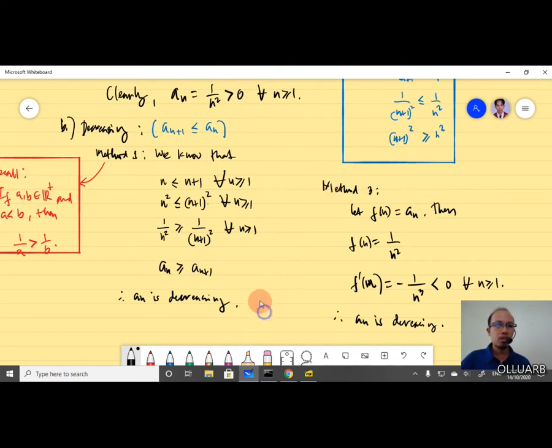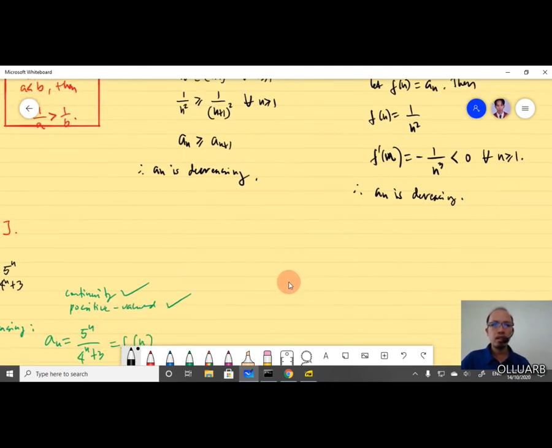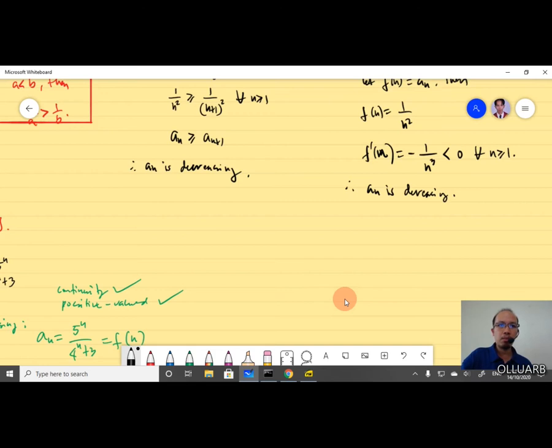For the third one, letter C, you have to take the limit of a sub n as n approaches positive infinity. The limit of 1 over n squared as n approaches positive infinity is clearly 0. Since it satisfies all 3 requirements, therefore the series is convergent.